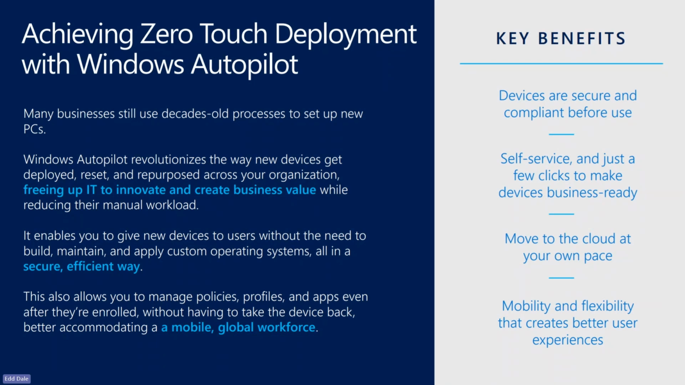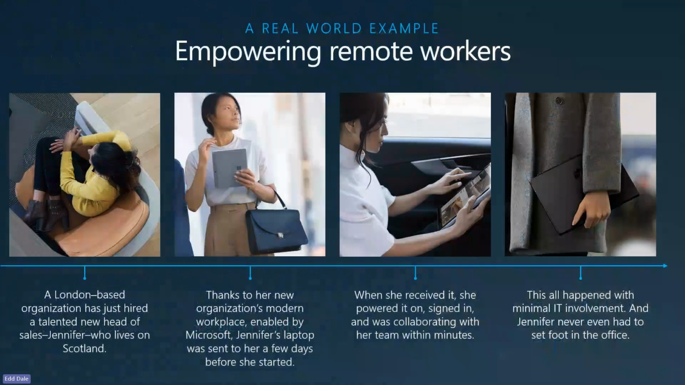The fact that it's all done from that single pane of glass and how much time it can save IT departments. And just as a couple of examples of how a mixture of Intune and Autopilot could be used in some real world scenarios. Say a London-based company has just hired a new person who lives in Scotland. The laptop was sent to the person maybe just a day or so before they were due to start their new job. Once they receive it, they just turn it on, connect to the internet, and that's it. The device is set up and it's ready to go.